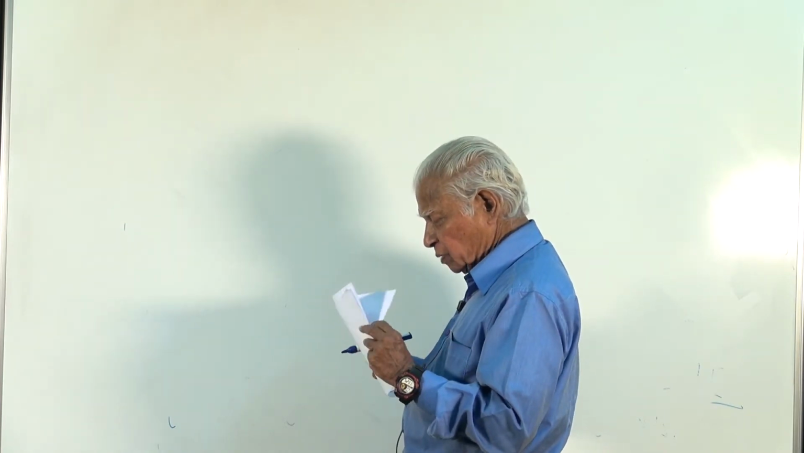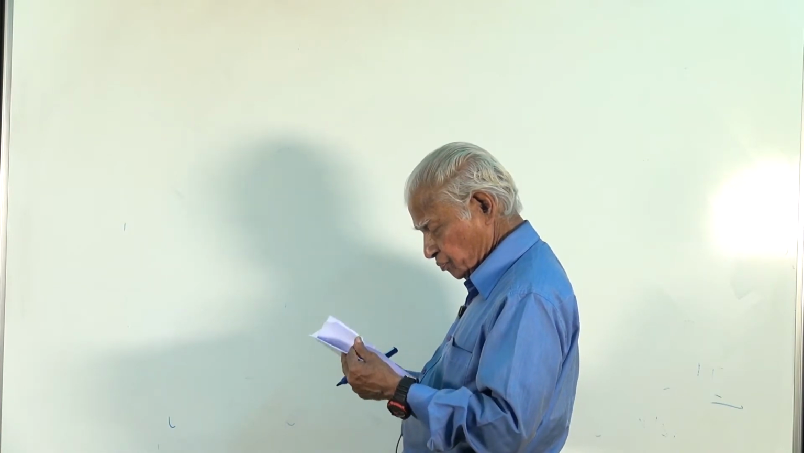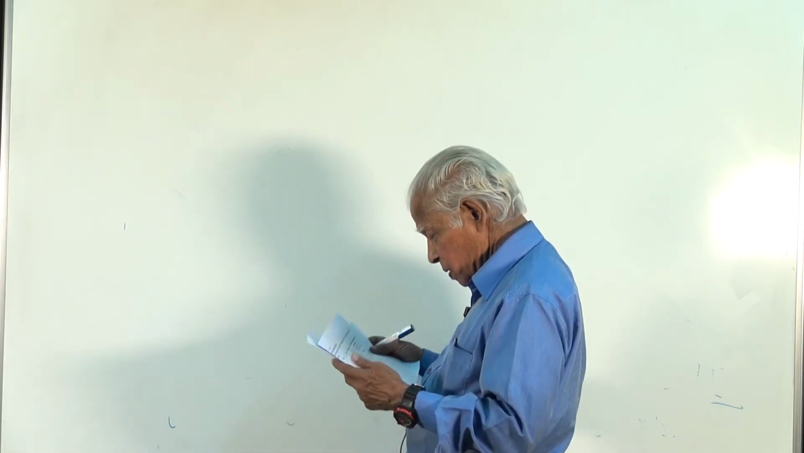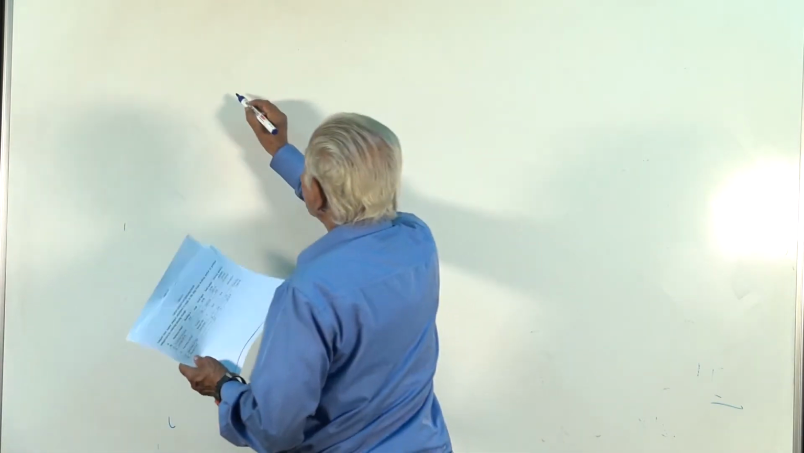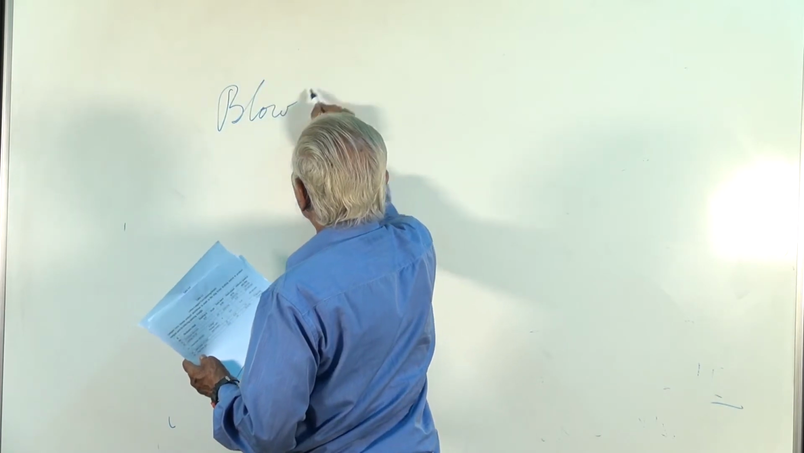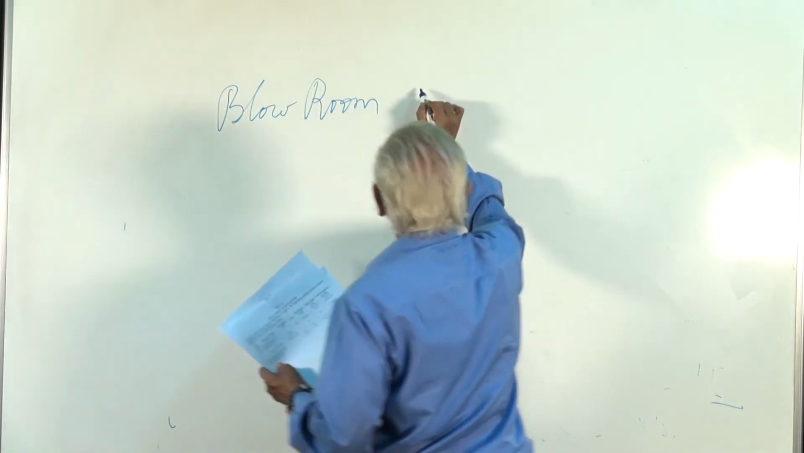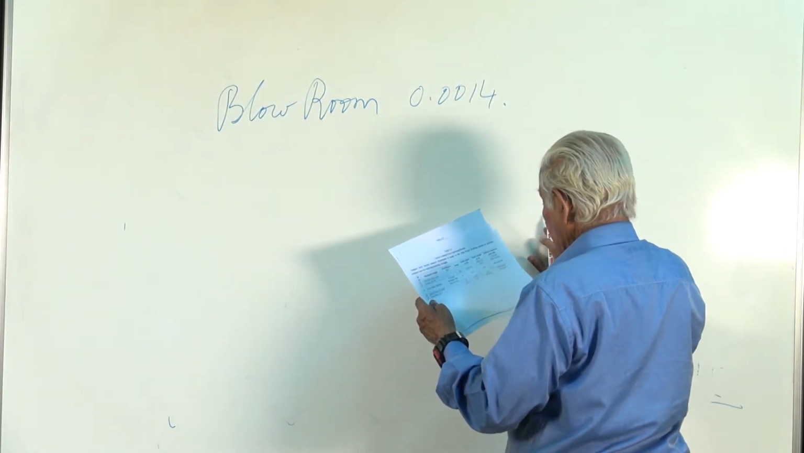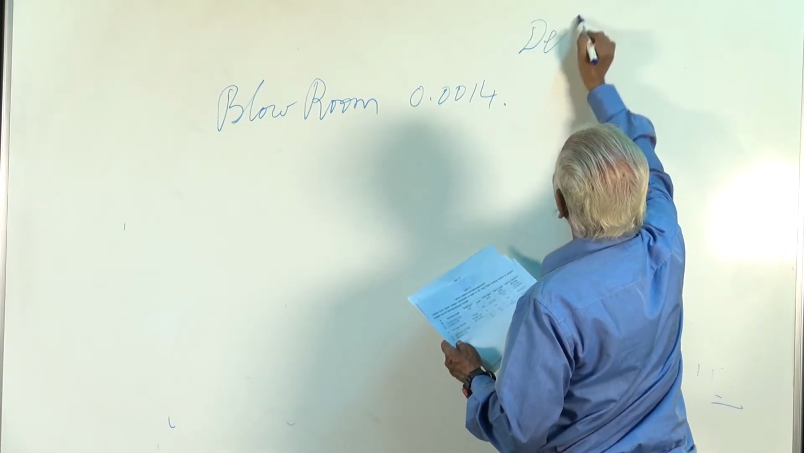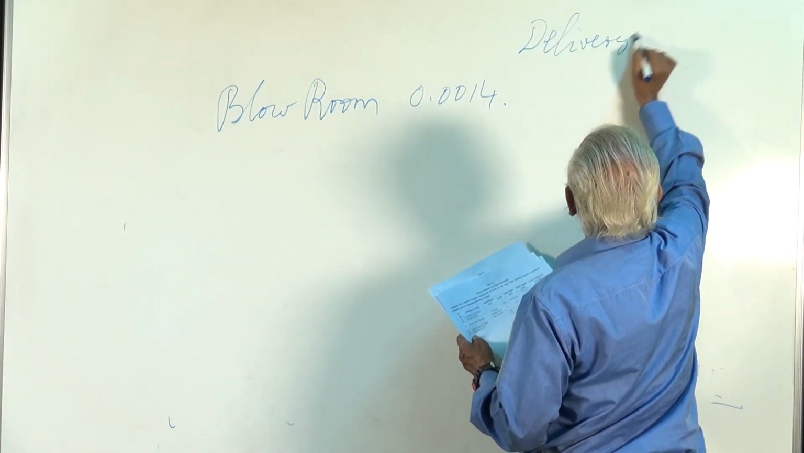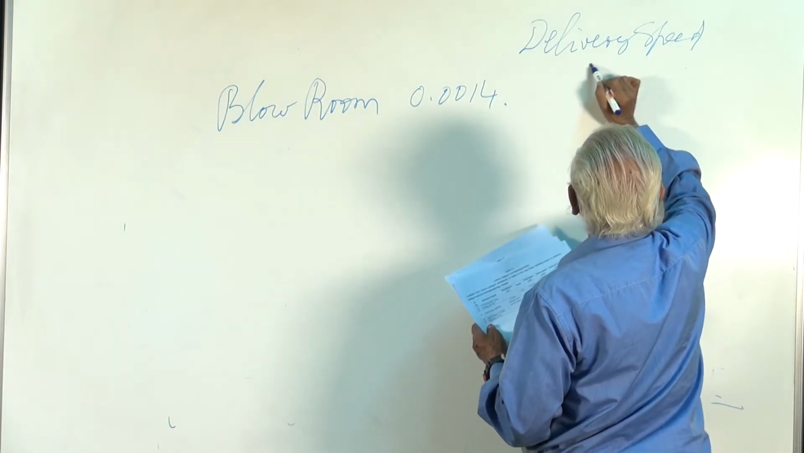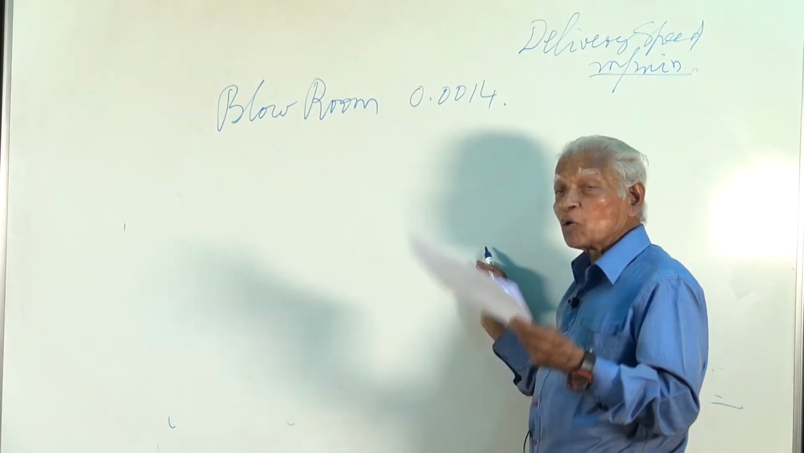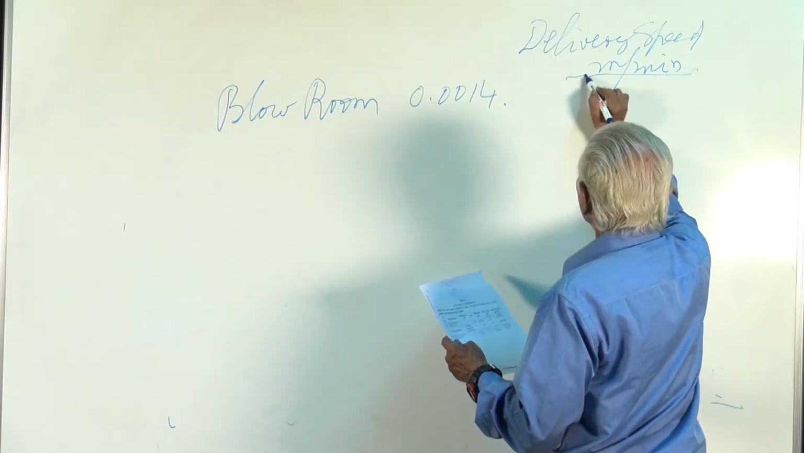Now for 100% cotton yarn, we mentioned that in the blow room, the hank is 0.0014 and the delivery speed in meters per minute, that is the terminology that is used for representing the output, is about 7 meters per minute.